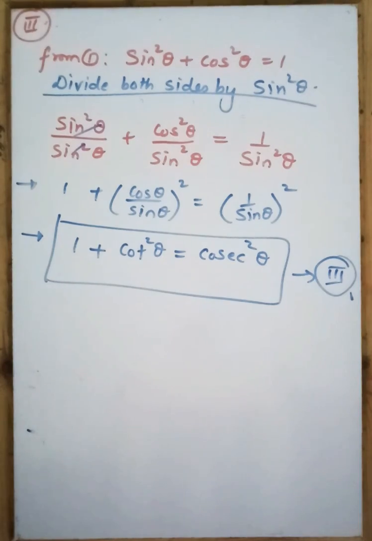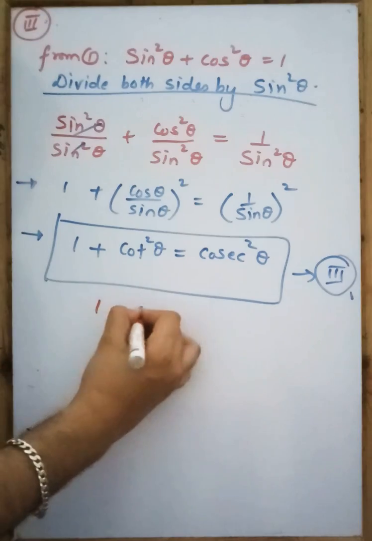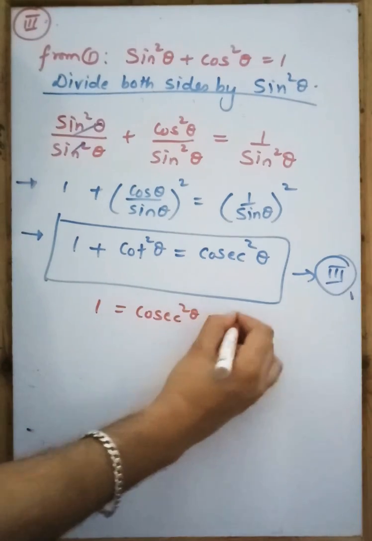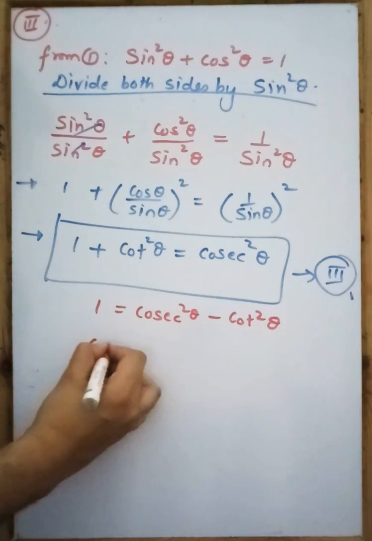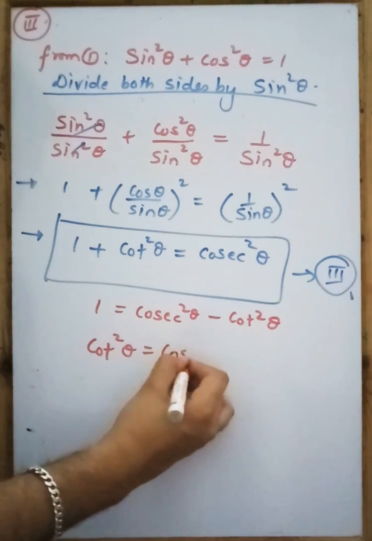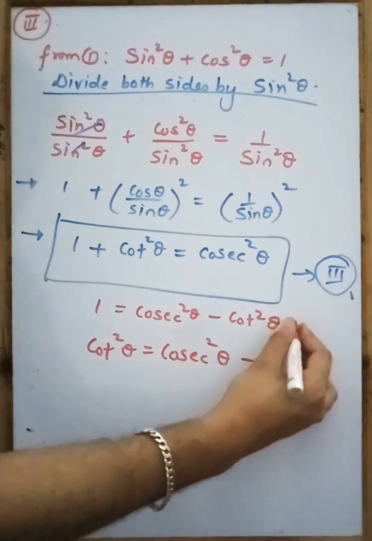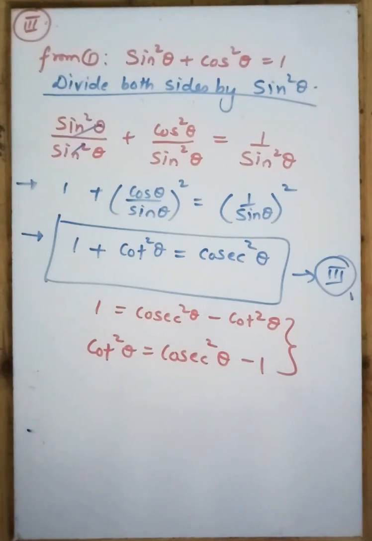This is the third basic identity. 1 plus cot square theta is equal to cosecant square theta, and this identity can also be written in different ways, which is 1 is equal to cosecant square theta minus cot square theta, or you can rewrite this as cot square theta is equal to cosecant square theta minus 1. So these are the different ways in which identity number 3 can also be written.